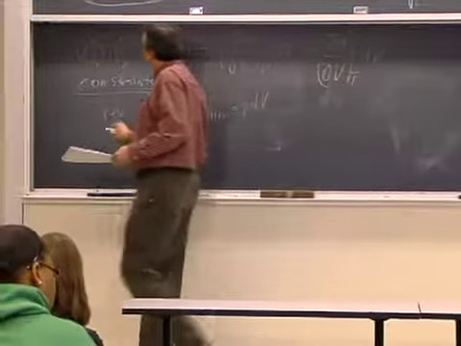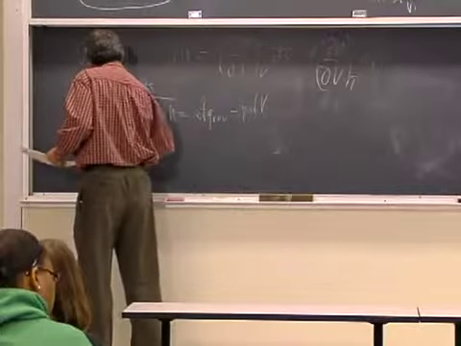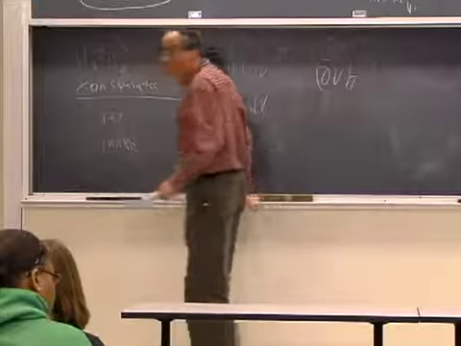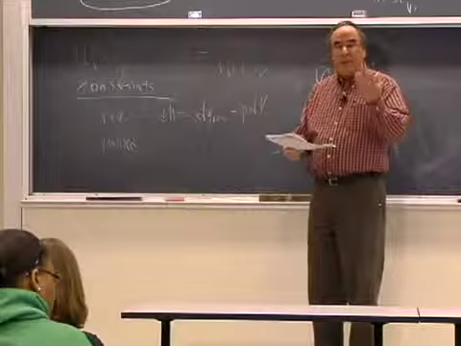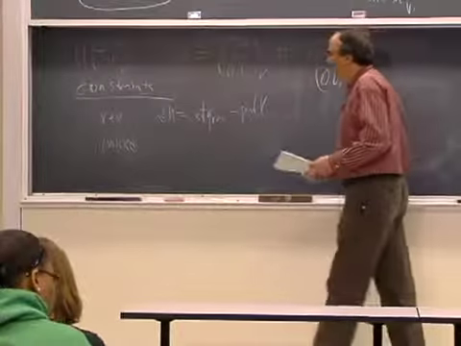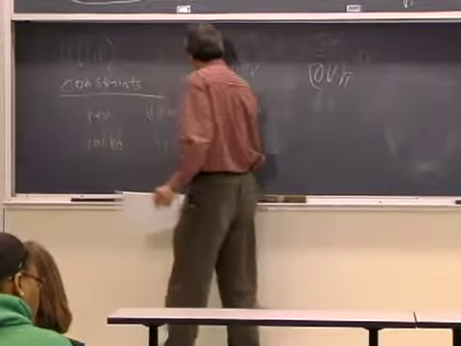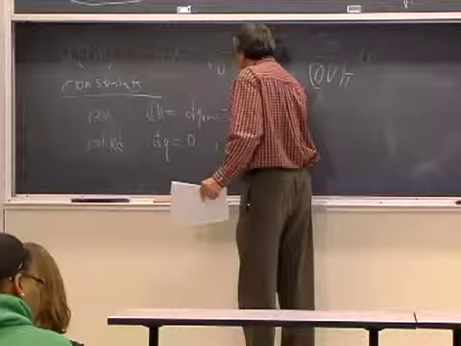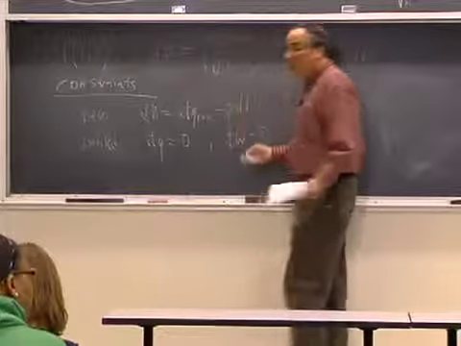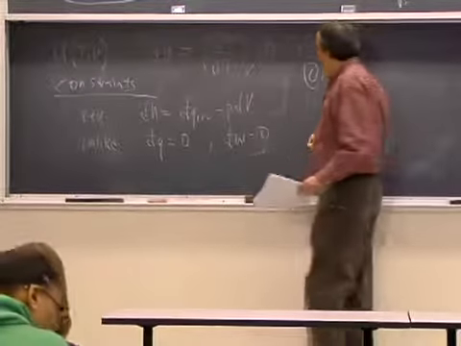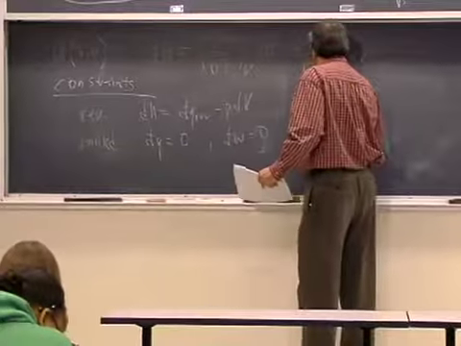We could have an isolated system. Suppose we're looking at the system isolated from the outside world. Then dq is equal to 0, and dw is equal to 0, because it's isolated. So that implies dU is equal to 0.